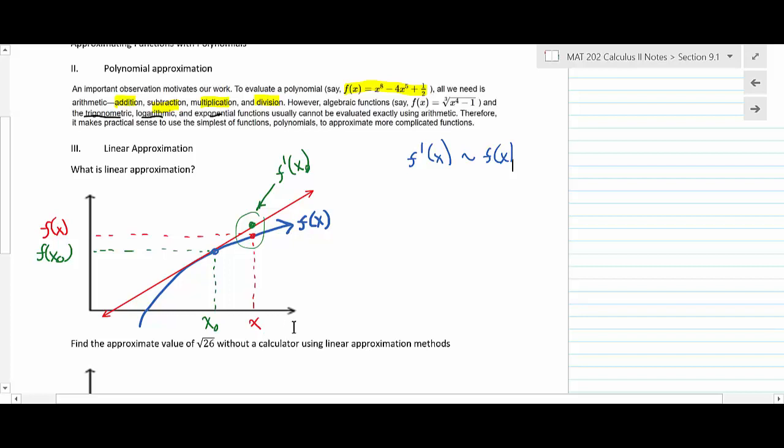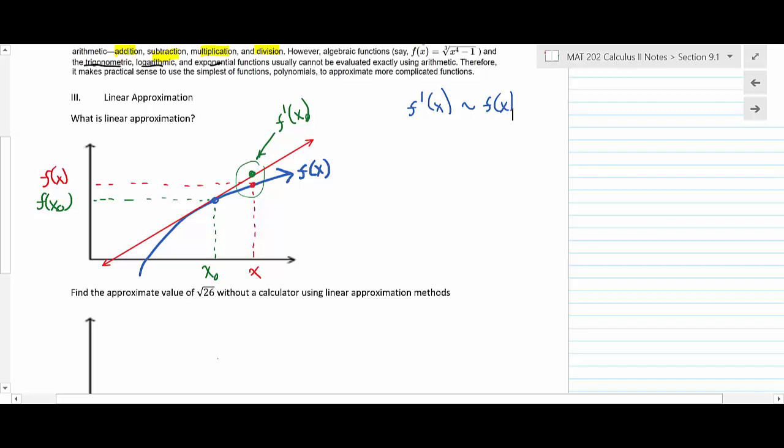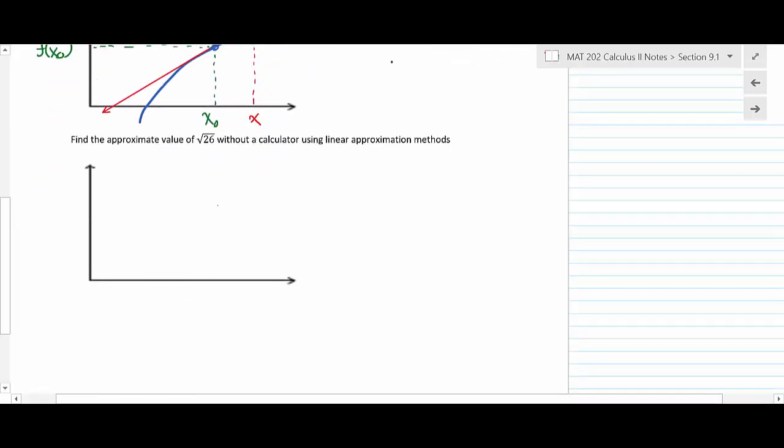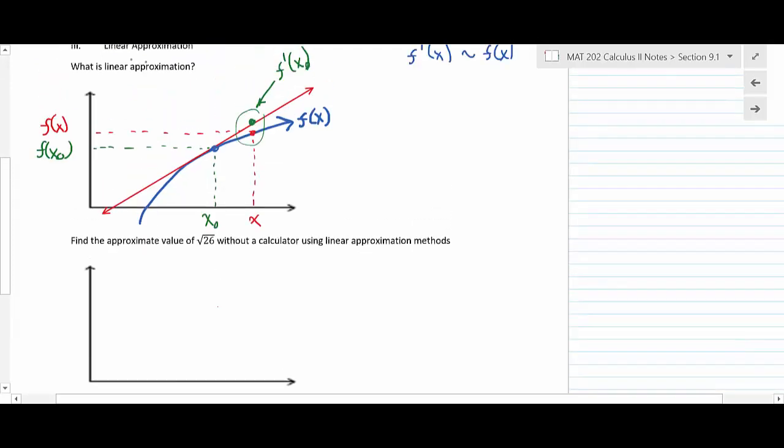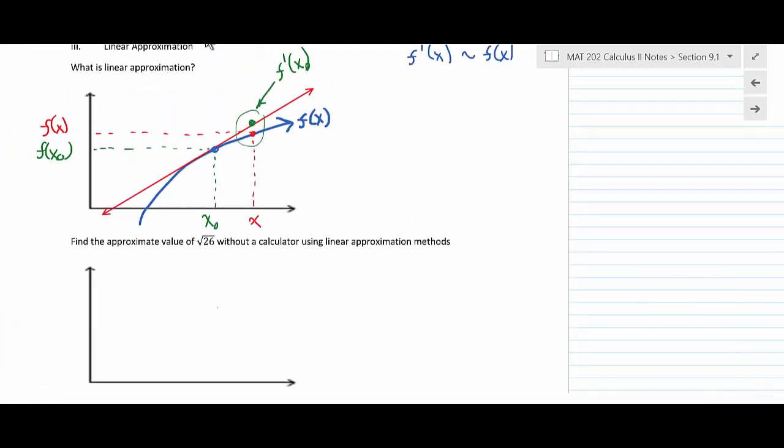Okay, all right. So the idea is we're going to do a linear approximation. Now, I'm going to go ahead and just do an example, and then we'll review the formula that you would have learned in Calc 1. So what we're going to do is develop the formula. We're going to approximate what the square root of 26 is using this idea right here.